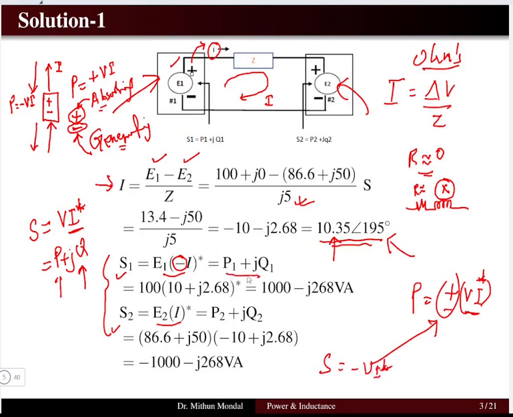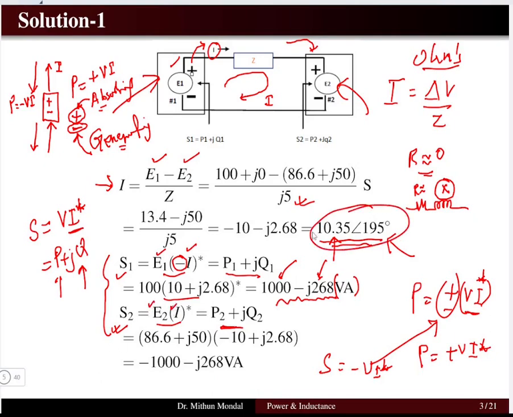If I write the power as P1 plus jQ1, in the form of real power plus reactive power, and then substitute the values of the voltage and the current, we can find the real power and the reactive power. The unit is volt ampere. This is the real part and this is the imaginary part. Now going to complex power 2, for machine 2, the current is entering the positive terminal of machine 2. It means that the power will be equal to plus of VI conjugate. Now we can write that in the form of P plus jQ. We substitute the value of the voltage and the current, where the current we have already obtained and the voltage is already given. We will get that the complex power is equal to minus 1000 minus j268, and the unit is volt ampere.